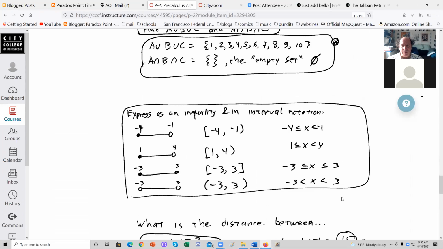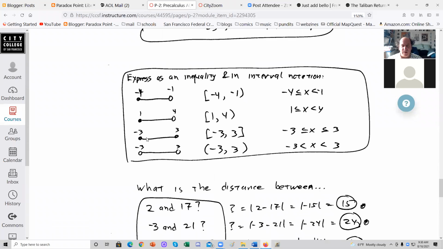We're asked to express as an inequality and in interval notation. What is this interval? Well, it's -4 to -1, square bracket, round bracket. -4 is less than or equal to x is less than -1. This interval includes 1 but not 4, so it's square bracket 1 to 4. 1 less than or equal to x less than 4.